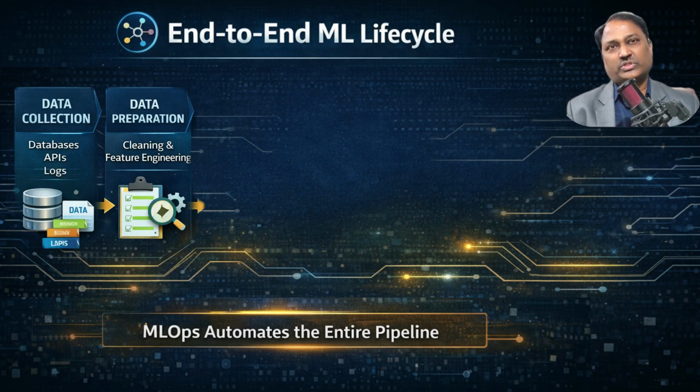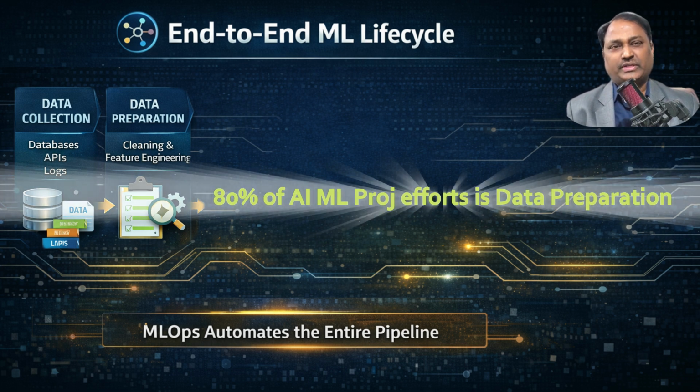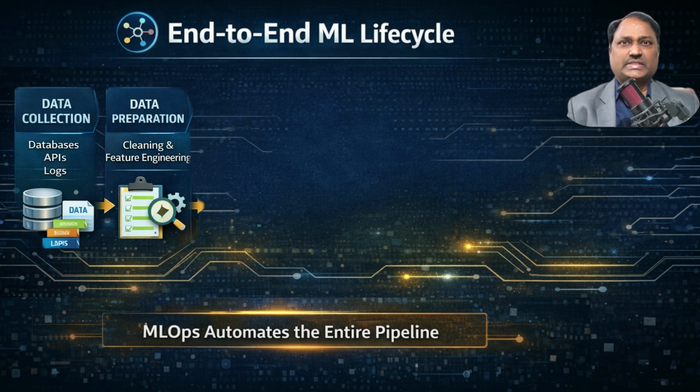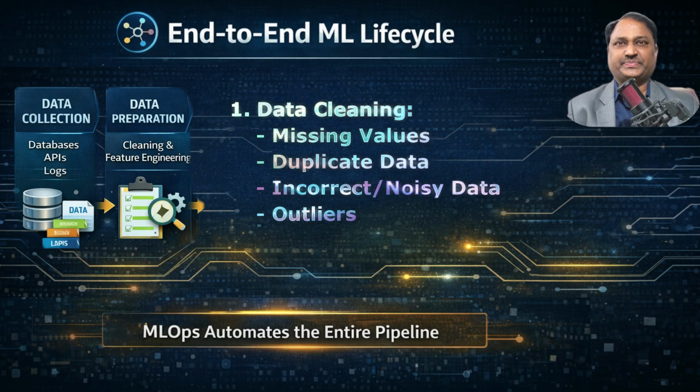Now comes one of the most important steps in machine learning. In fact, 80% of the effort in ML projects goes into preparing data, not building models. Several key activities help in data preparation. Number 1, data cleaning. Raw data is never perfect, it is messy and inconsistent. So the first step is cleaning the data.